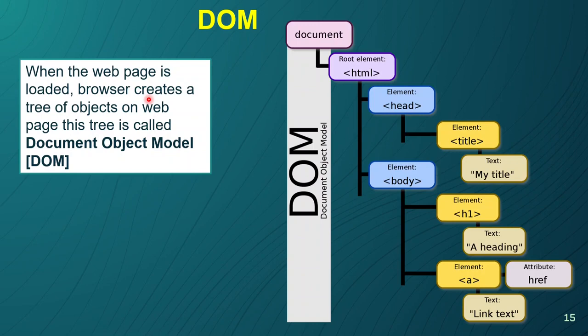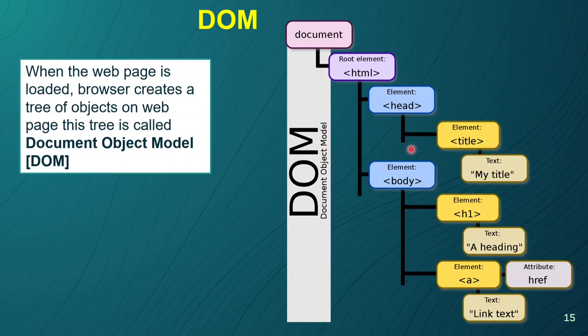Like in the previous tutorial, I explained DOM is an API in which when the web page is loaded, the browser creates a tree of objects on the web page. Here you can see we have the root element HTML, then we have the head, we have title. Under the HTML we have the body tag. Inside the body tag we have the H1, the A tag, and all these tags are inside the body tag, right? So this is a DOM structure, that is the document object model structure.